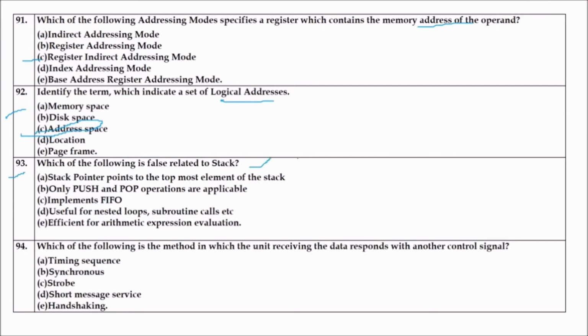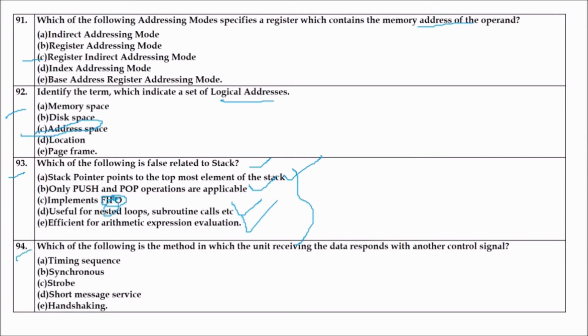Please read them very carefully. Which is false? The answer is this one. Why? Because it does not do this. FIFO. It implements LIFO, last in first out. Otherwise, the stack pointer points to the topmost element of the stack. This is correct. When the push and pop operations are applicable, this is also true. Useful for nested loops, subroutine calls, again true. Efficient for arithmetic expression evaluation, again true, but it implements LIFO, not FIFO.